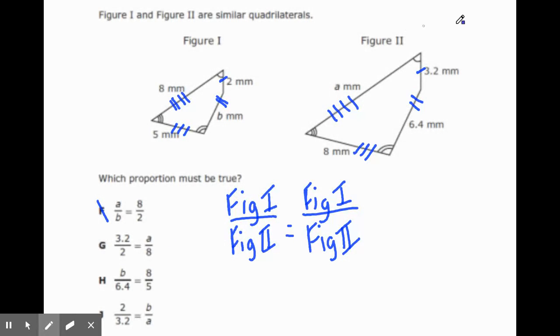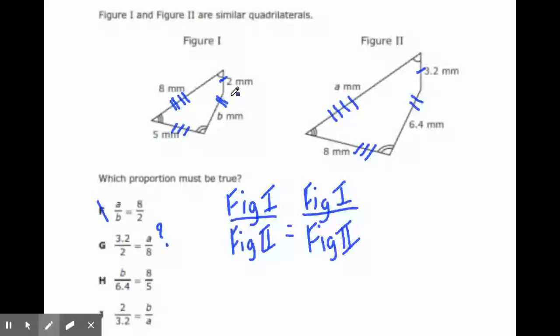On G, we have 3.2 and 2. Those are both corresponding. They are in the same location. And then we have A over 8. Again, 4 and 4, so those are corresponding sides. We can see too that figure 2 is on top on the left and figure 2 is also on top on the right. So that's definitely a contender for our answer. Let's go ahead and mark that, but let's eliminate the other ones just in case.